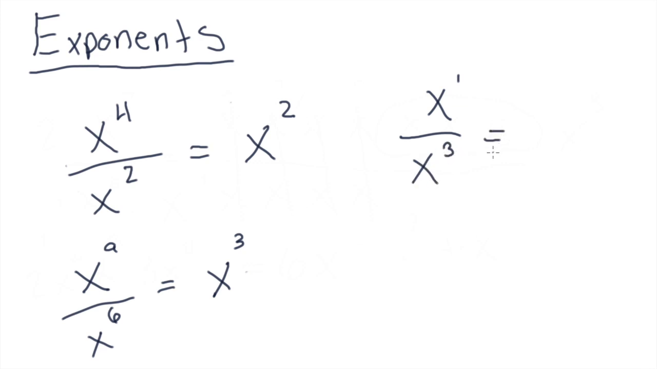This one's a little different, isn't it? Because we don't have a bigger exponent on top. We're still going to subtract, but that means that our x needs to remain on the bottom because there's more x's on the bottom than the top. If I were to write this out, it would be x over x times x times x. These x's cancel out, and I'm left with 1 over x squared, which is the same thing as 3 minus 1, keeping the 2 on the bottom. Knowing that, try this problem.